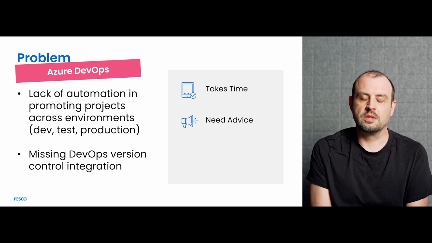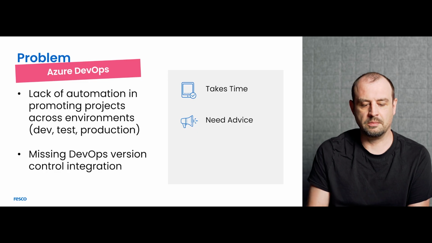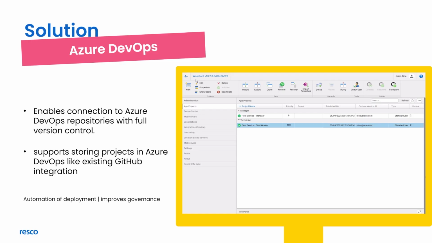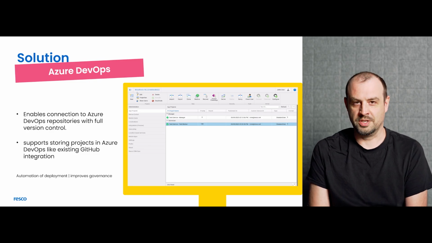So we know that a lot of you are using this environment for application lifecycle management, so we wanted to do something about this. We are bringing a built-in Azure DevOps connector, which now lets you synchronize Resco project directly to your repos and pipelines. And this brings an end to the manual exports of the project.